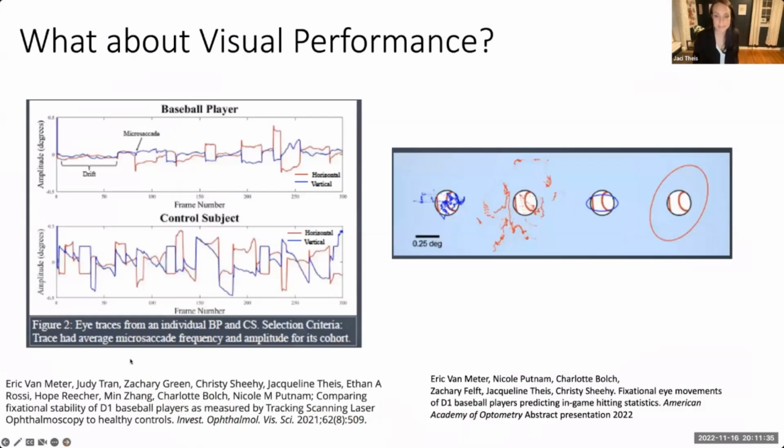And what about visual performance? So this is actually from a study that I did with a couple of other researchers. And what we looked at was, well, what if we just look at the difference between fixational eye movement in normal healthy controls and elite D1 level baseball players?